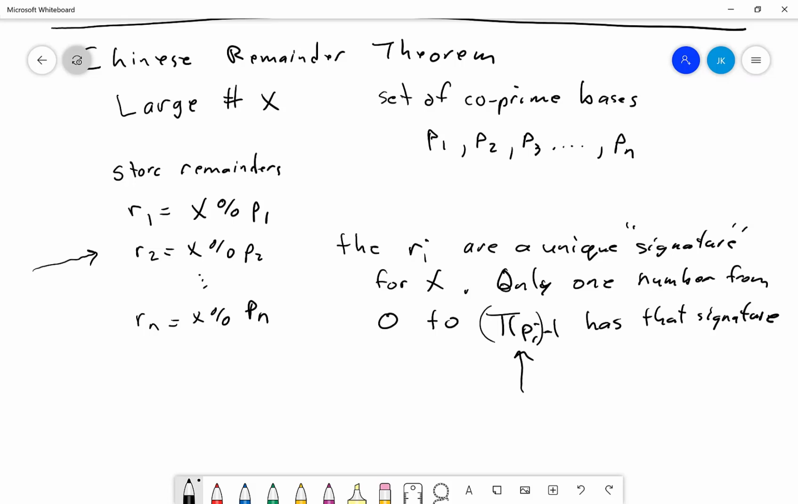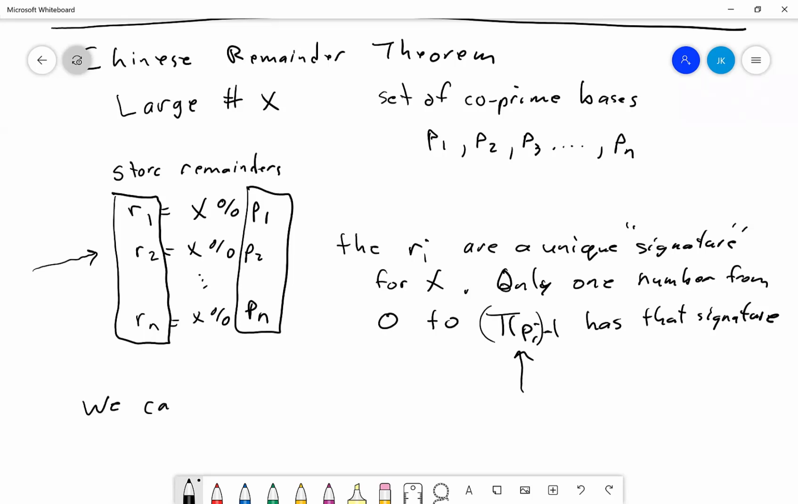Okay, so anytime you work with the number, you're going to work with each of the remainders modulo each of the prime numbers, and then you can do all of your math that way. Okay, and if you ever need to, what the Chinese remainder theorem actually says is that we can reconstruct x from the r sub i's.